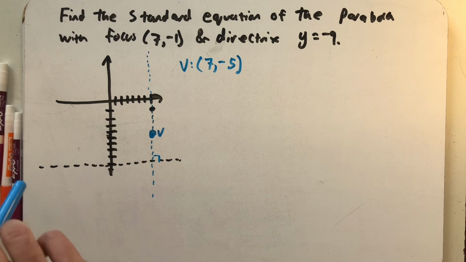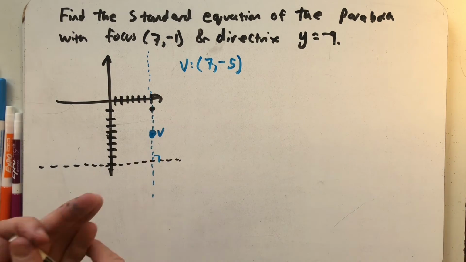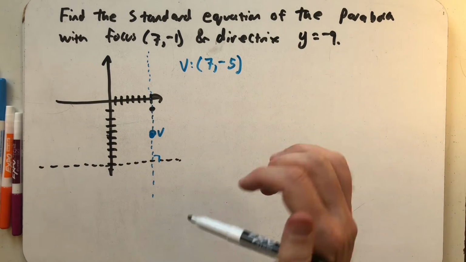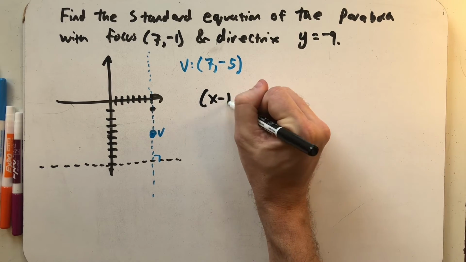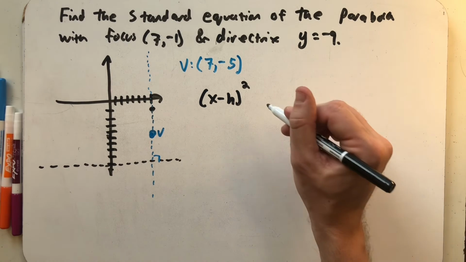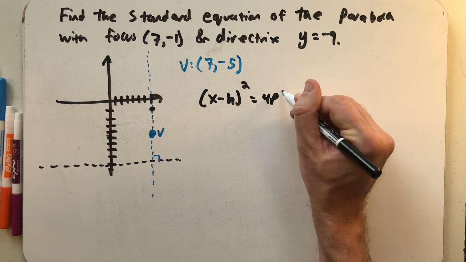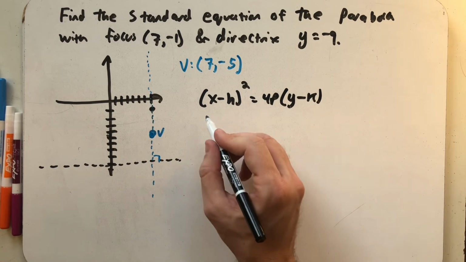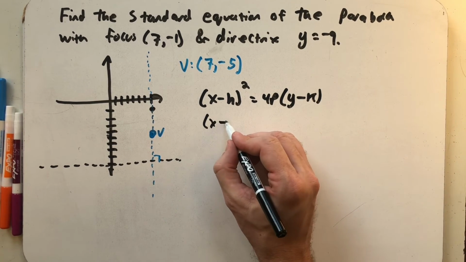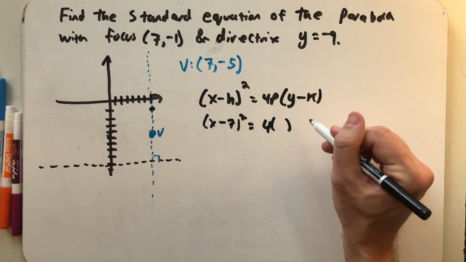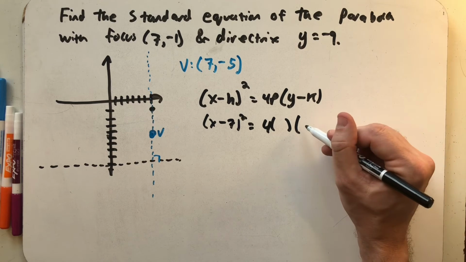All right, the other thing I noticed from this drawing is that my parabola would face upward, which means x is being squared. So the standard equation I'm looking for is (x minus h) squared equals 4p times (y minus k). Well, I know h and k. Now I'll need to know a value of p to plug in right there.